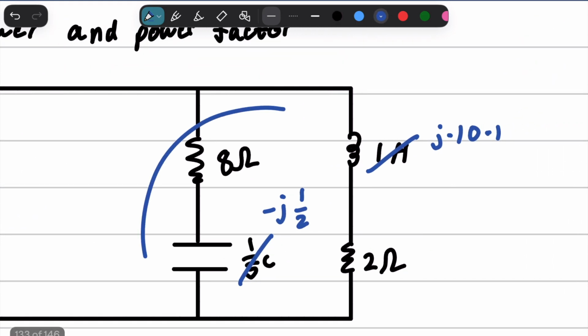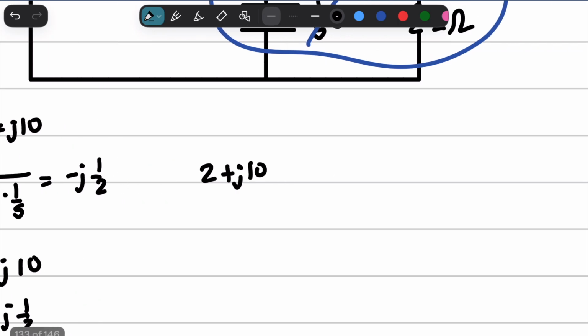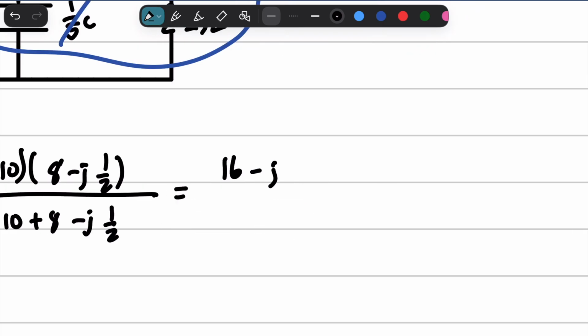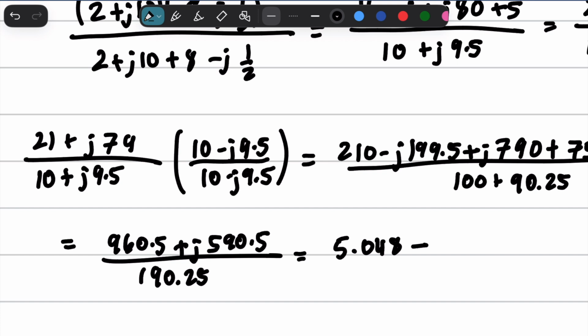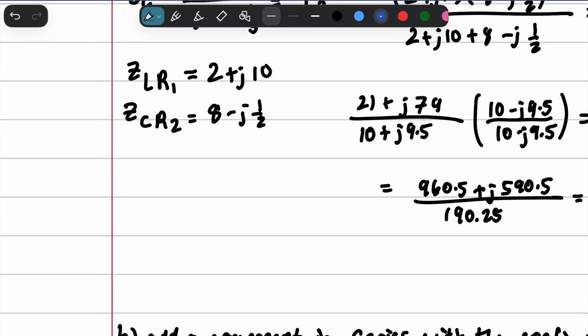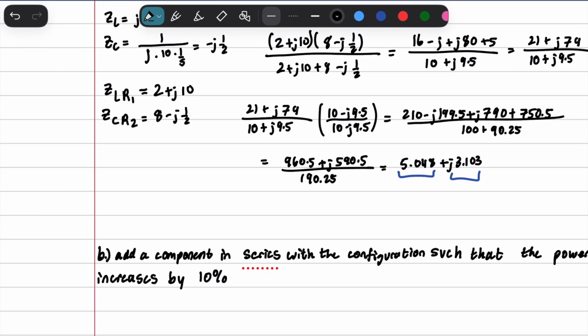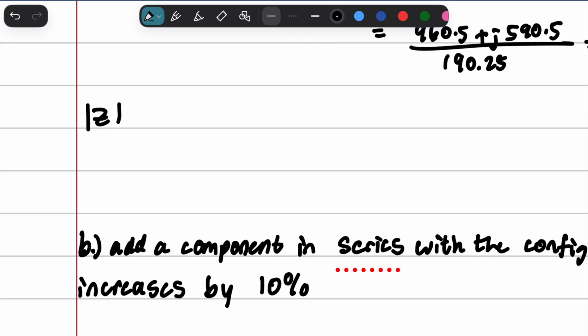And then they are in parallel with one another, so these configurations. So we're going to go ahead and make them in parallel by using our nice formula. And simplified, we get 5.048 plus j 3.103. So the total resistance is 5 ohms, and the reactance basically is 3.103. All right, and then we're going to go ahead and solve. Let me move this down. We're going to solve for the magnitude of Z as well as the phase of the power factor, and then the power factor itself. And then we're going to use all of these things to find the power.